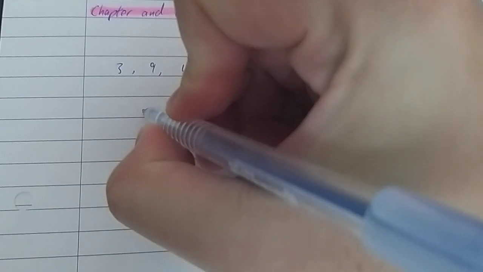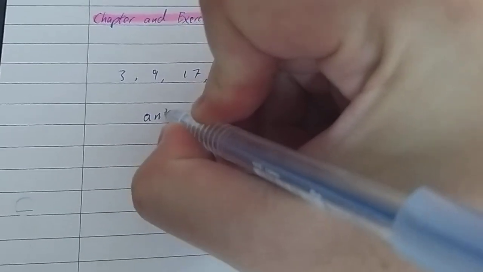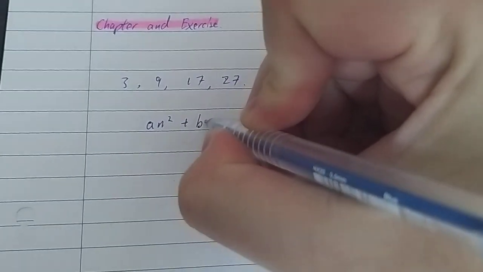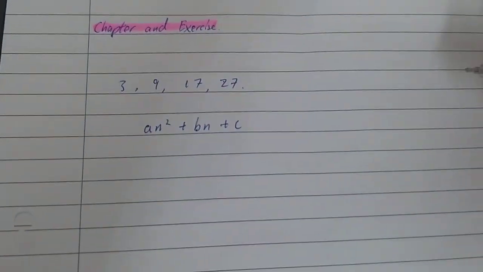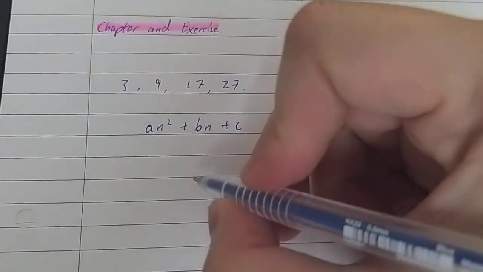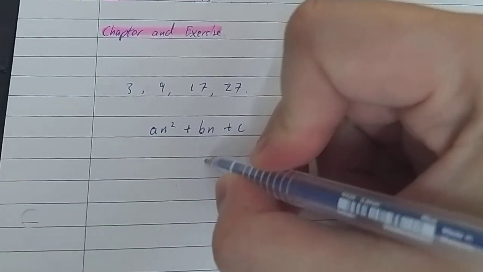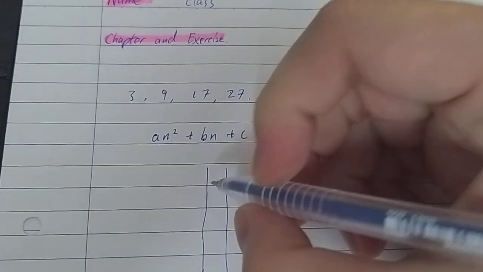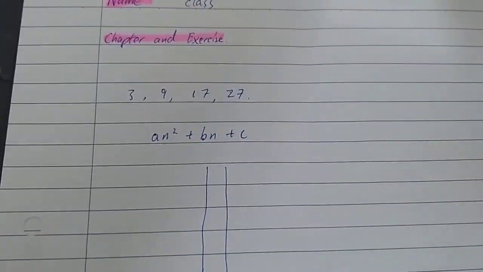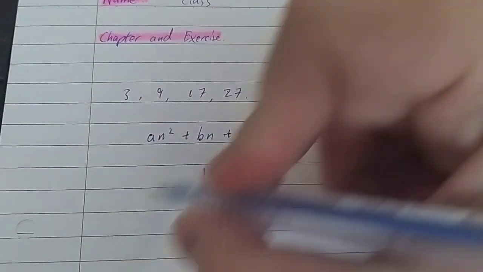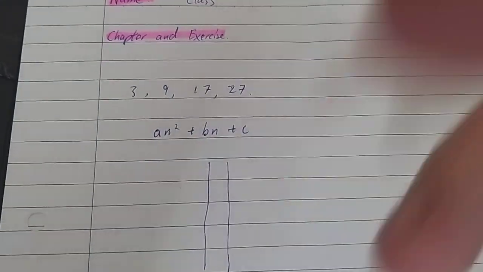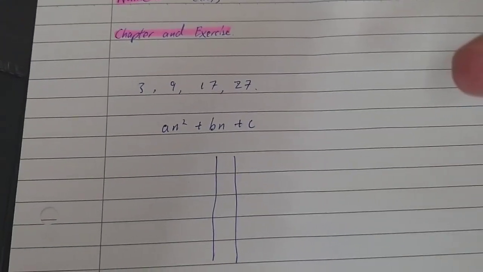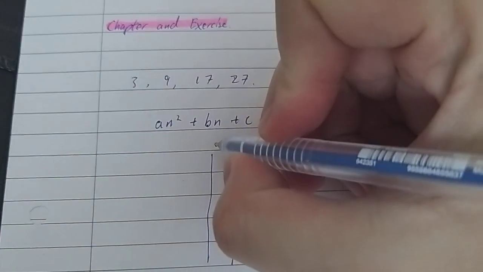For the quadratic equation, the first thing you need to remember is this formula: an² + bn + c. So we have three different sections. I know there are many different ways to do this, but ultimately I find this method the least risky one.